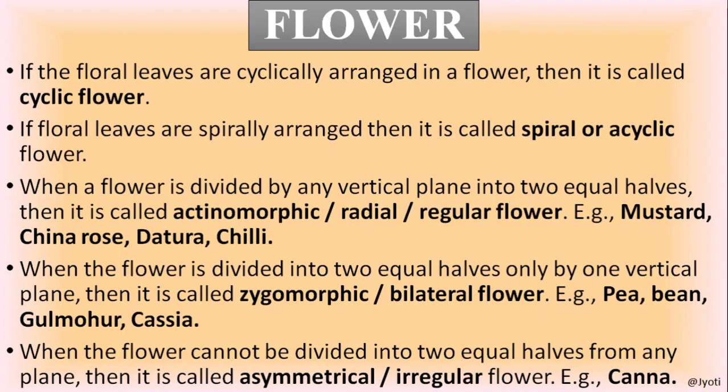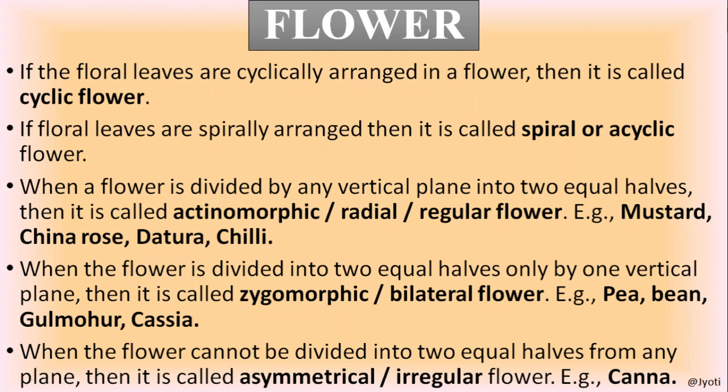Now basing on the symmetry, the flowers are of three types. When the flower can be divided into two equal halves in any vertical plane, then that flower is called actinomorphic flower, or the symmetry is called radial symmetry. And such flowers are also called regular flowers, and they are seen in case of mustard, China rose, datura, chili and many other flowers. And there is another type of symmetry which is called bilateral symmetry or zygomorphic.